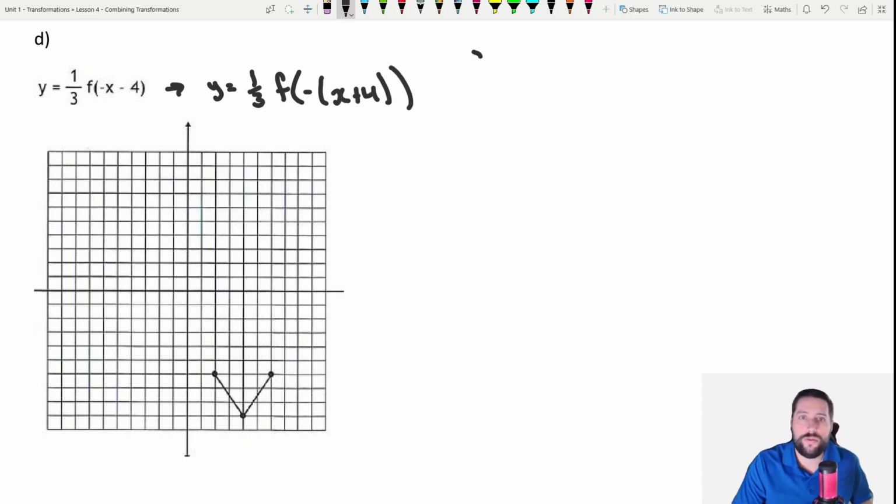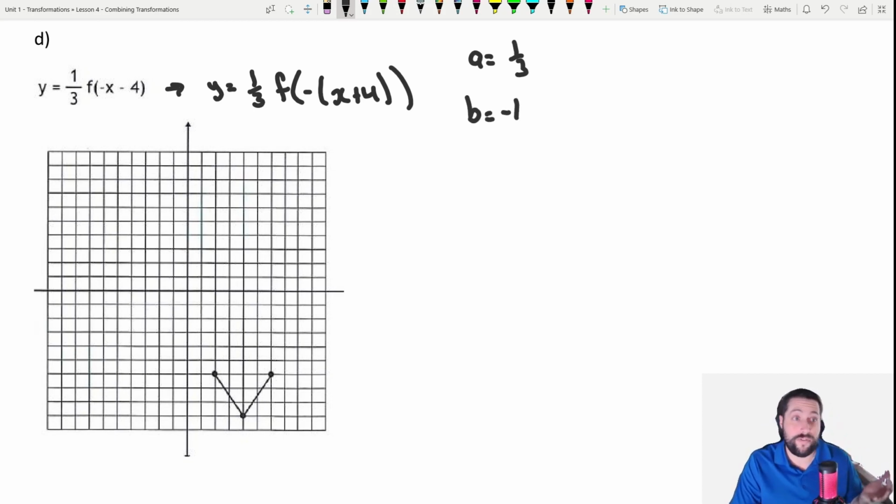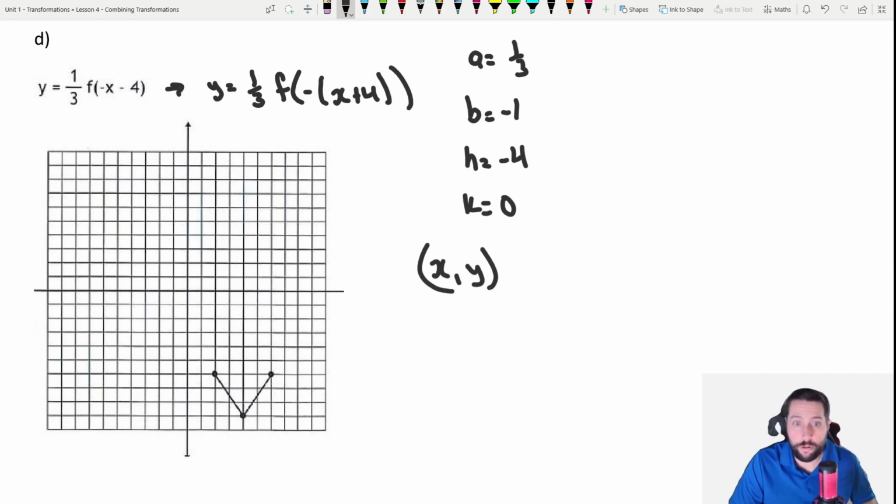Okay, so our a is 1/3, right? So that means that we're going to have a stretch of 1 over 3. B is negative 1, which means all we'll have is a reflection over the y-axis. And then we have h being negative 4, so we're going to shift 4 to the left, and nothing for k. So there's no vertical shift up or down. Okay, so what we'll do is we'll map out our original points. So we can do that real quick.